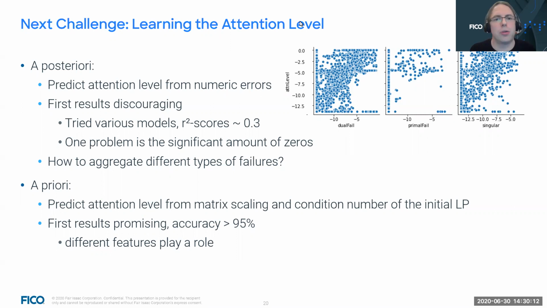But yes, the question of identifying numerically challenging instances in the first place, this is what we are looking into with this learning the attention level project. That's exactly the idea. We want to be able to tell in the beginning, you might want to be careful with this instance, numerical issues might occur. Got it.